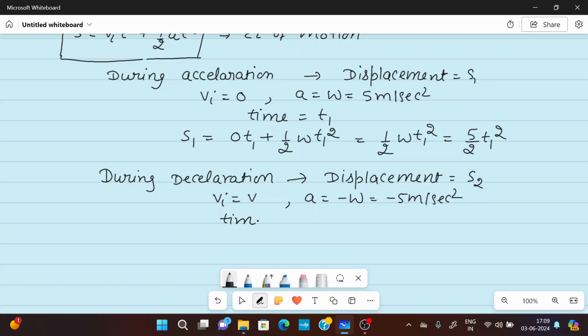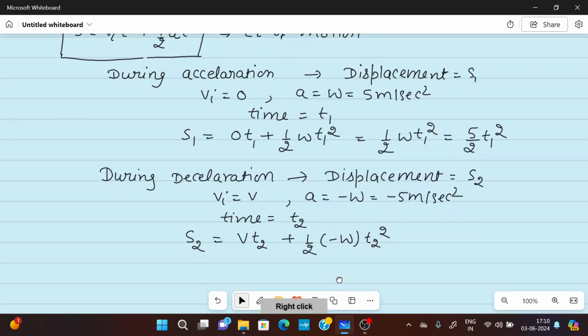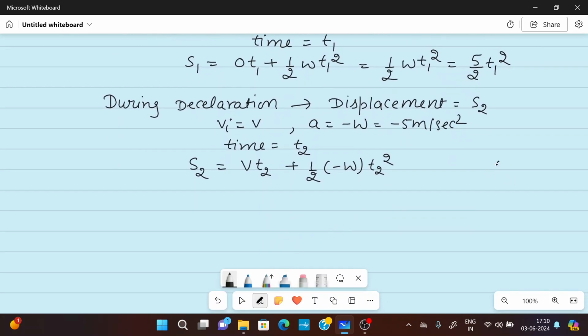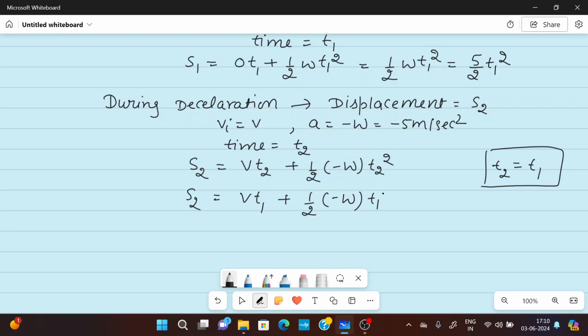Time during deceleration is t2. So s2 is equal to initial velocity v into t2 plus half into acceleration, which is minus w, into t2 square. Also we have proved that t2 is equal to t1. So we can put in place of t2 t1 here. So s2 is equal to v into t1 plus half into minus w into t1 square.